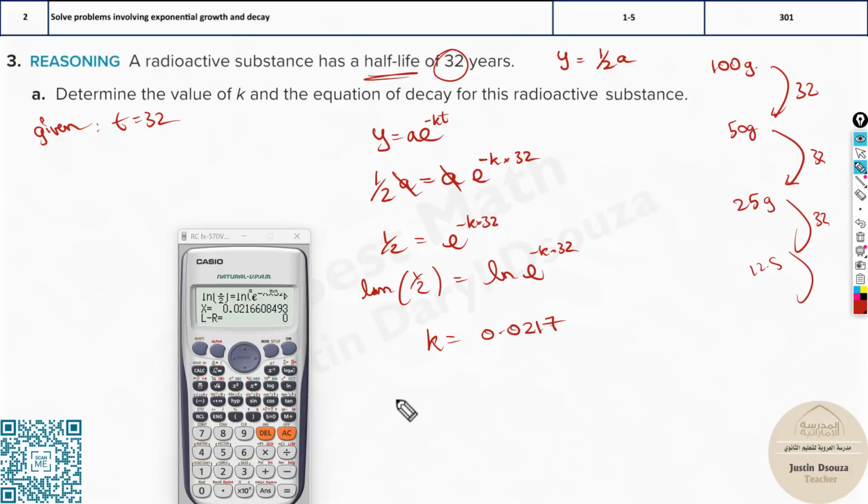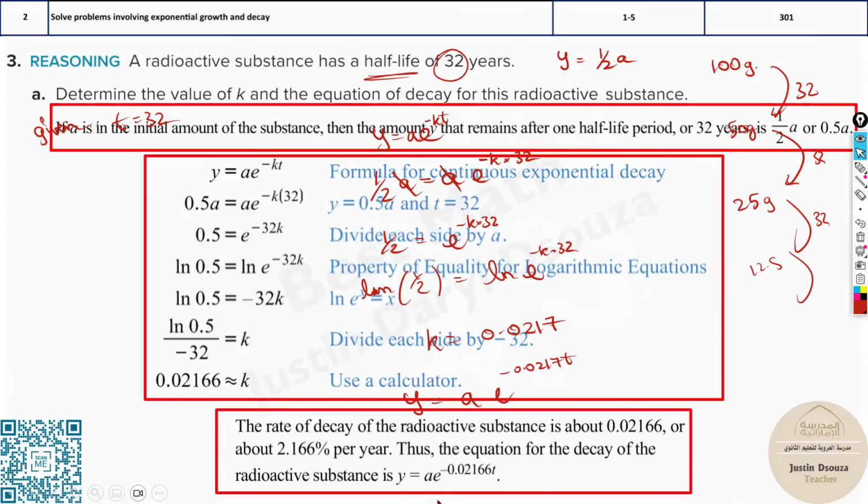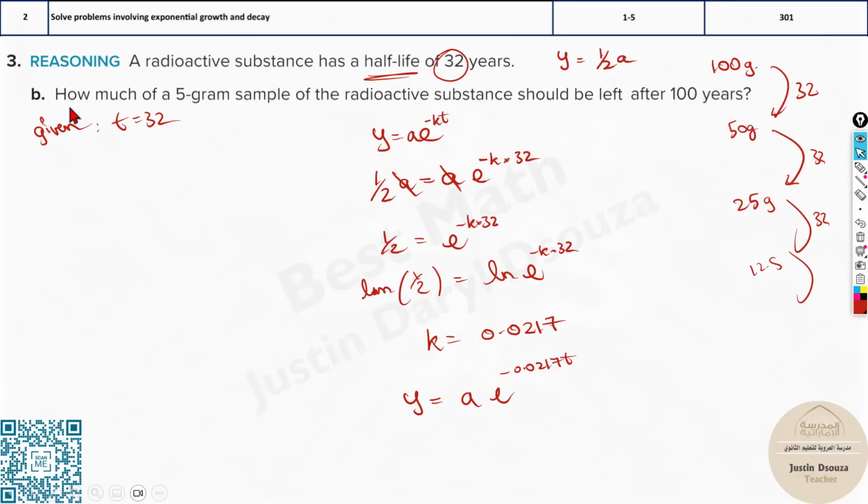Now we will write the given equation. y equals a e to the power minus 0.0217 t. So this is it. Now you can see that's the answer. Here we don't substitute anything for a because it depends on the condition or the amount of substance remaining or what was used. So that's the answer.